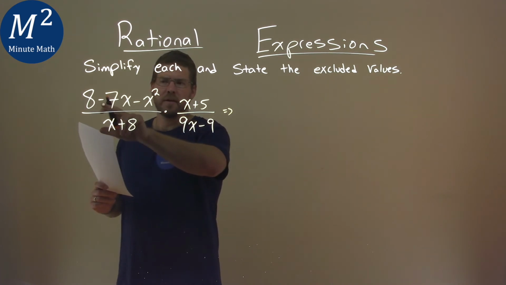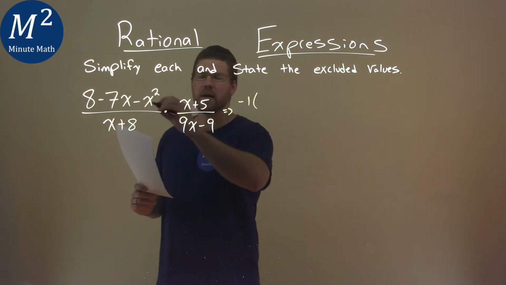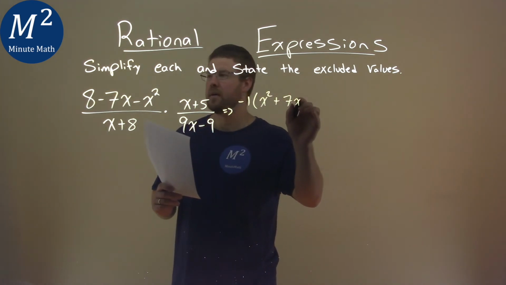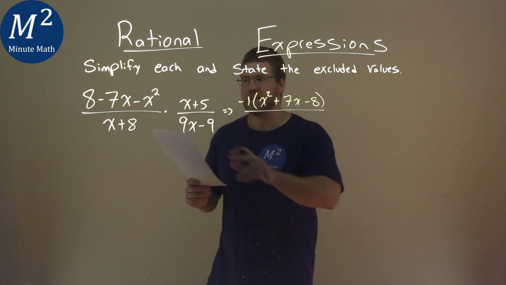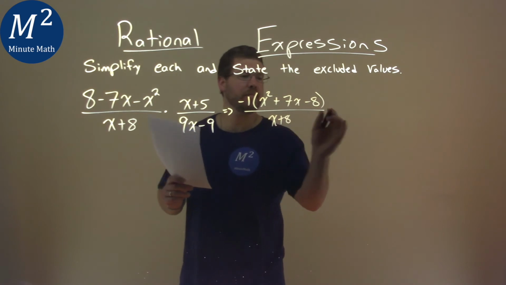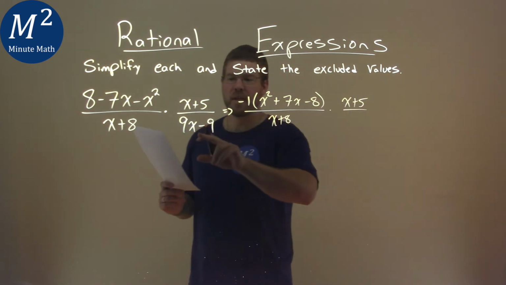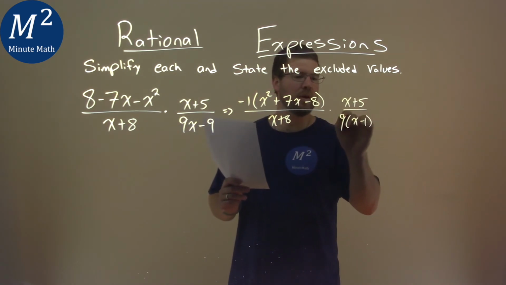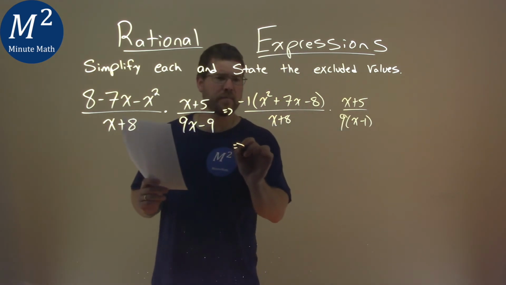This numerator right here, I'm going to pull out a negative 1, and I'm going to flip things around. So if we pull out a negative 1, we have a positive x squared, a positive 7x, and a negative 8 right there. The denominator stays the same, x plus 8, and this is being multiplied by an x plus 5, and this denominator, let's go pull out the 9. So we have a 9 times an x minus 1 right there. Let's keep simplifying this. I'll do it down here.